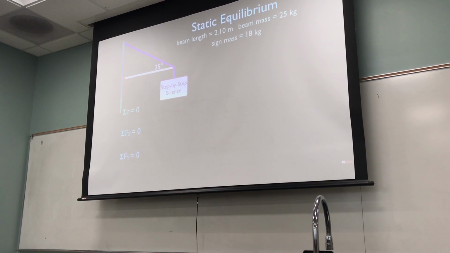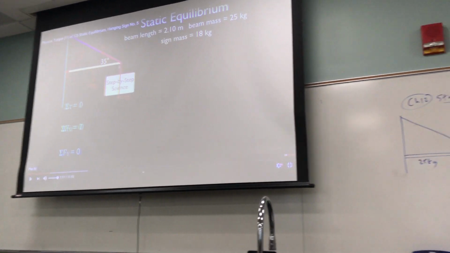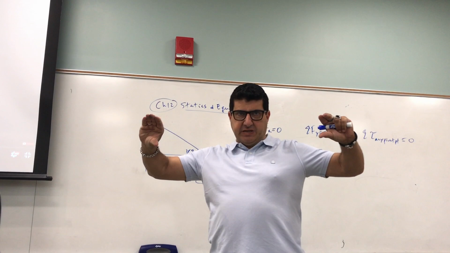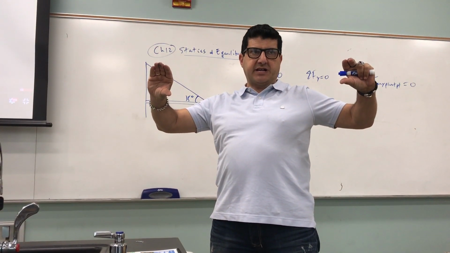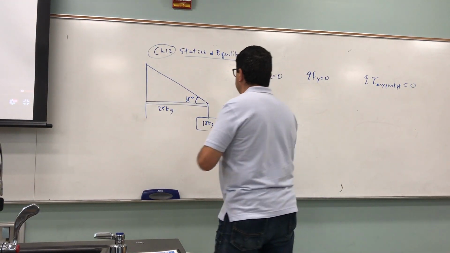Let's draw them in. There is the weight of the sign. There is the weight of the beam, which I put right in the middle of the beam. There is the tension force from the cable, and there is the force from the hinge. Okay, so you are writing all the forces on the beam. The beam is our object, all the possible forces on the beam, right?